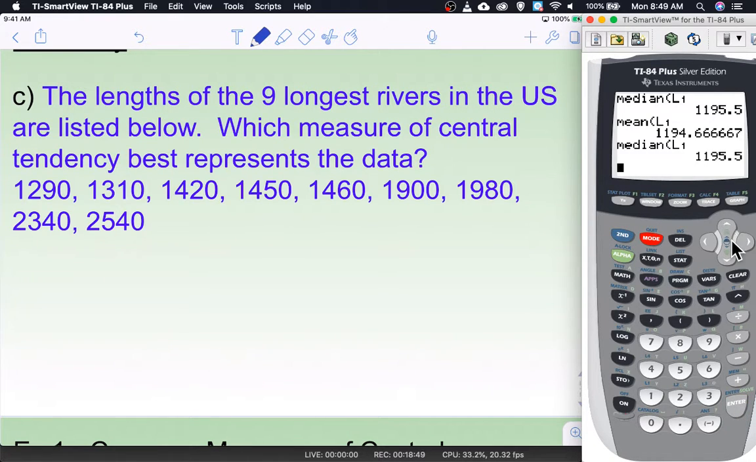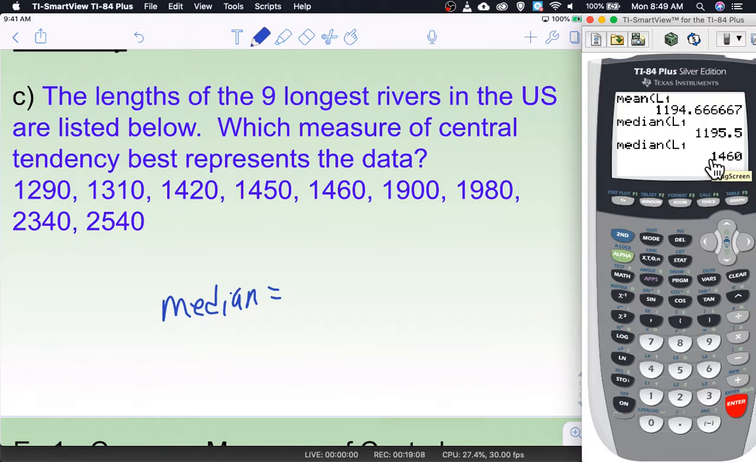And then check this. Because I've changed it, I can actually just hit the enter button and it'll redo the last thing. The last thing I put in here was median. It just recalculated the median of the new list I just put in there. I didn't have to go through and find it again. So the median is 1460. He's the median. Good for him.